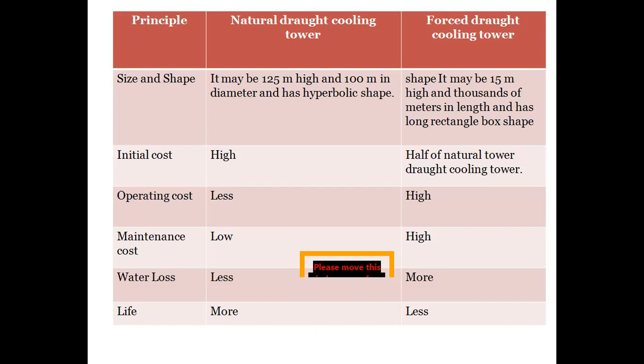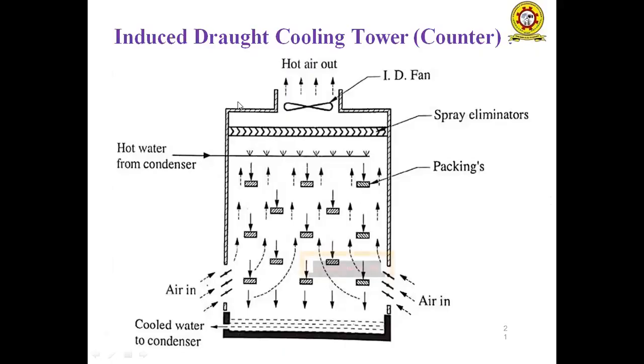Water loss is very less in the natural draught cooling systems, whereas in the forced draught cooling system water loss is very high. The lifespan of the natural draught cooling system is more, about 8 to 16 years, whereas the lifespan of the forced draught cooling system is very less. And the next one is the induced draught cooling system.